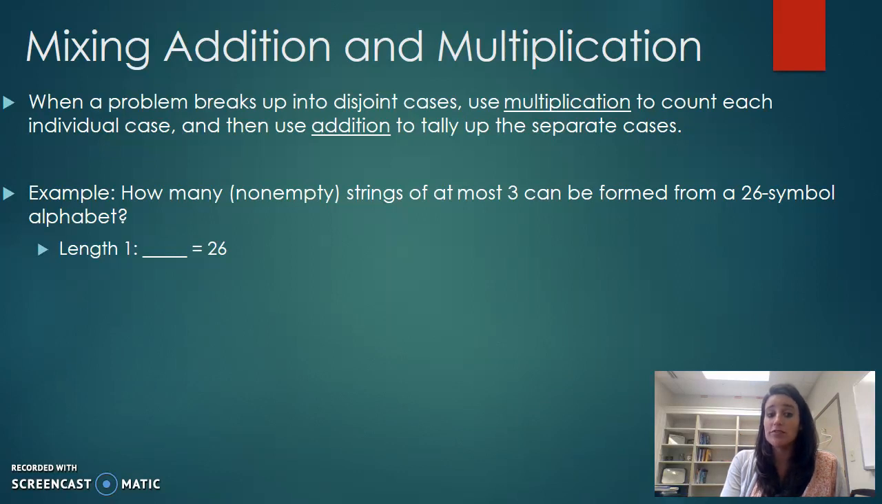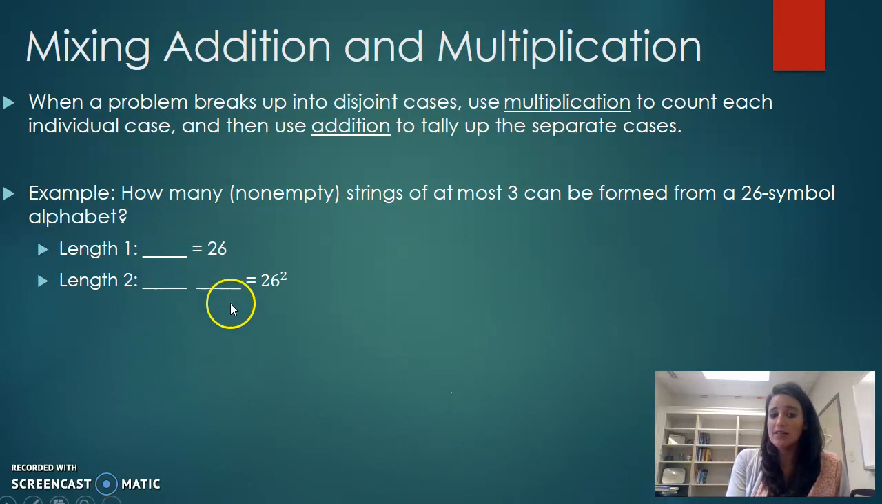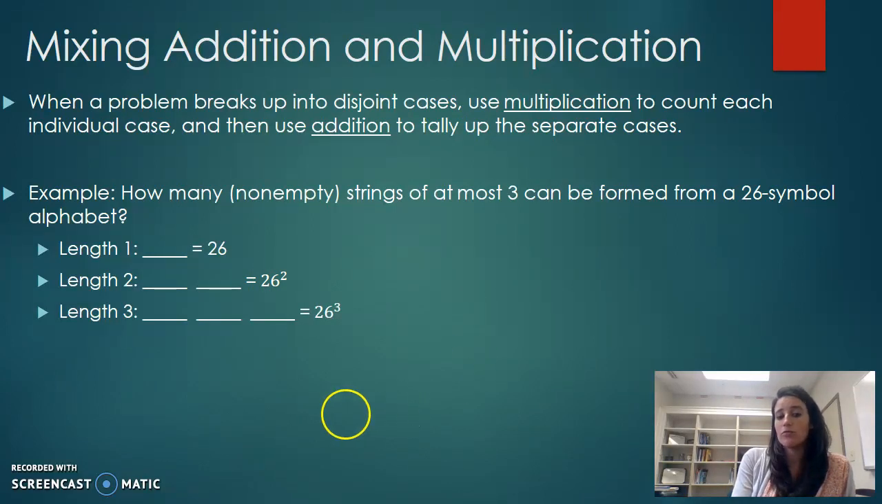Then I could have strings of length 2. So I'll have 26 options for each of those 2 blanks, so 26 squared. And then a string of length 3, 3 blanks to fill in with no restrictions, so 26 choices for each blank gives me 26 to the 3rd power. And that would be all of my cases, strings of at most 3, so length 1, length 2, or length 3. I used multiplication to get each of these values, and then I want to add up each case for a total of 18,278 strings of at most length 3.